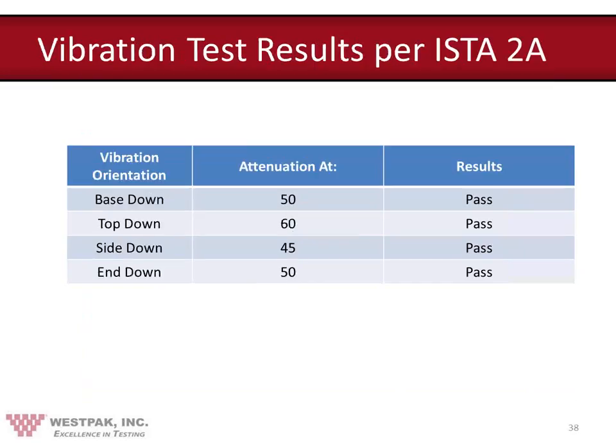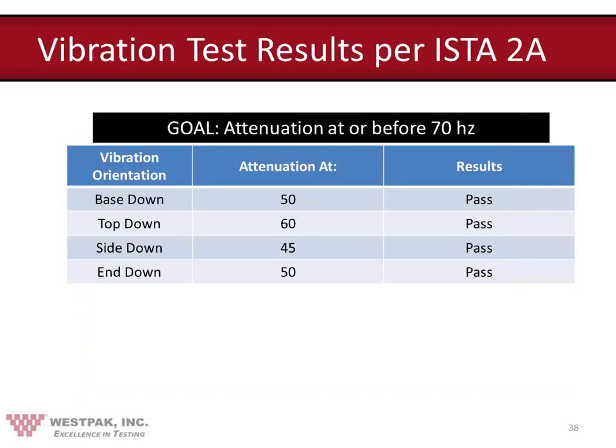Next test input, or the next hazard that we talk about, is vibration. Same deal, we're testing per ISTA 2A, and when you test per ISTA 2A, you vibrate it base down, top down, side down, and end down. Once again, we're just checking numbers. We're making sure that we have attenuation before or at 70 Hertz. These values check out perfectly fine. We have attenuation at 50 Hertz, 60 Hertz, 45 Hertz, and another 50 Hertz. So everything's under 70 Hertz, and we're good to go.